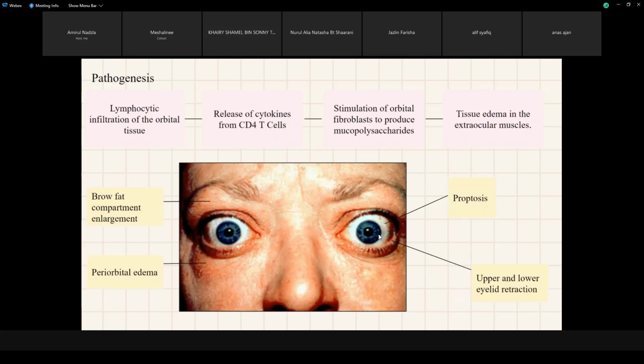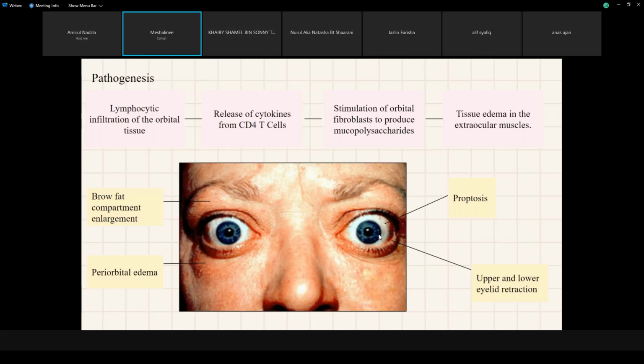So the pathogenesis of the ocular manifestation in Graves' disease is that lymphocytic infiltration occurs in the orbital tissue, which causes the release of cytokines from the CD4 T cells. These cytokines stimulate the orbital fibroblasts to produce mucopolysaccharides. When there's too much mucopolysaccharide, it causes tissue edema in the extraocular muscle. So the picture below is how Graves' orbitopathy looks like.